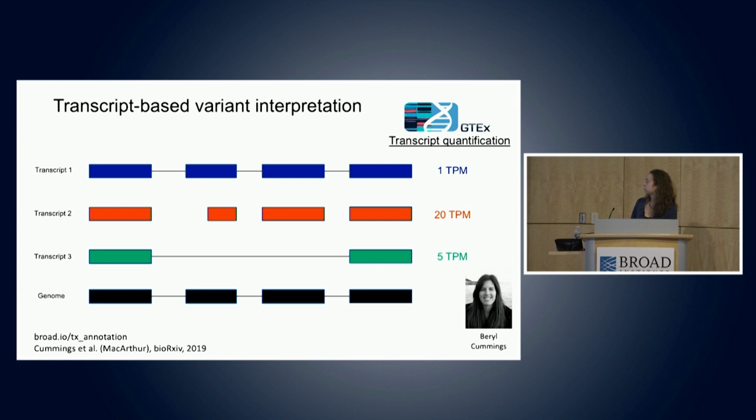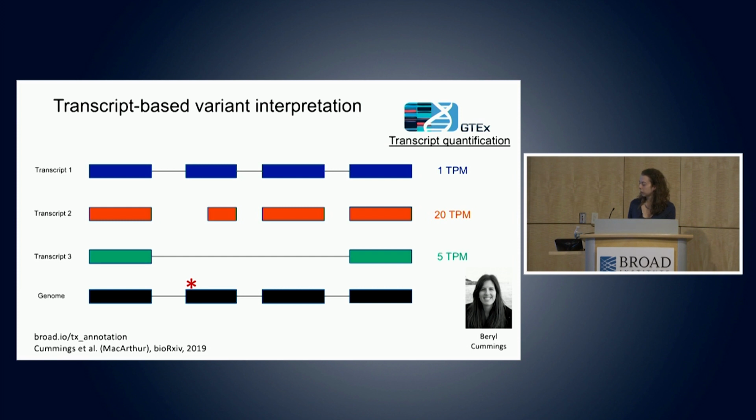OK, so this is work by Beryl Cummings, a former graduate student in the lab who's recently defended her PhD. And she basically wanted to say, can we take this transcript information, and she developed a score that estimates whether an exon is used in a transcript to help us with interpretation. And so basically what this does is it takes GTEx data for all the transcripts, and then it just adds it up for each exon.